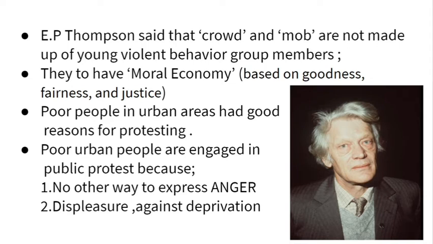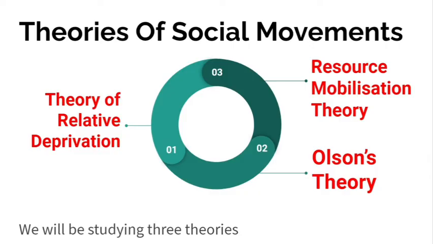And in this it is given that the group which stands ahead in any social movement is the poor people in urban areas. They always protest because protest is the only thing they have to show their anger and their displeasure against deprivation. So there are some theories of social movements given.